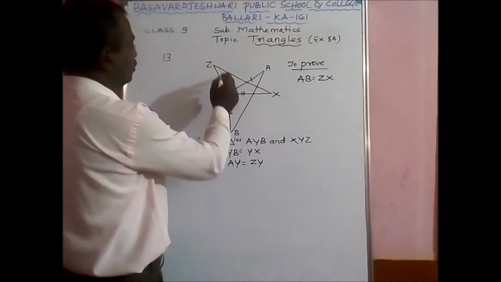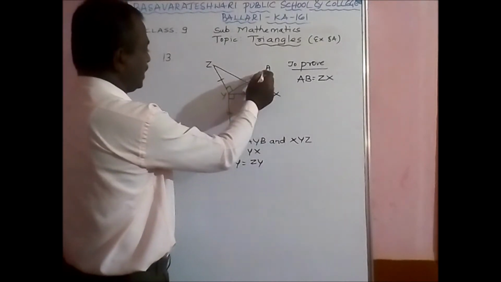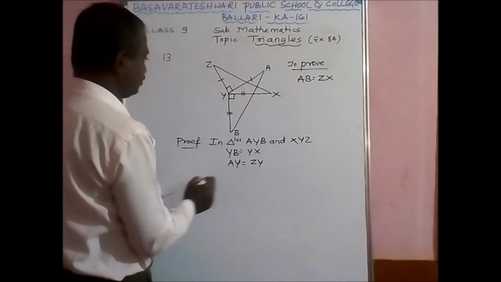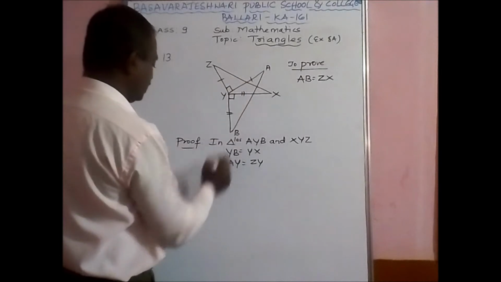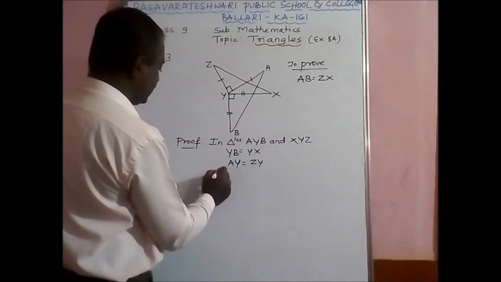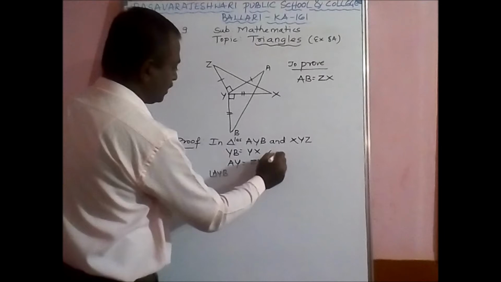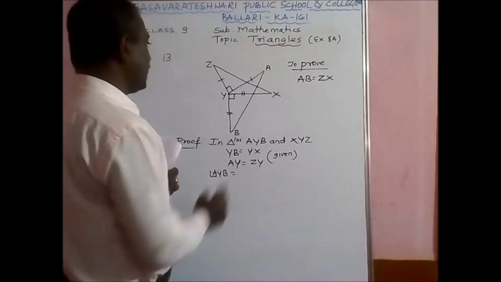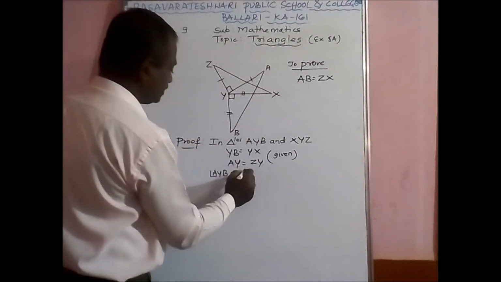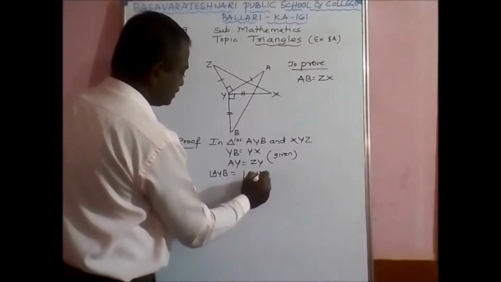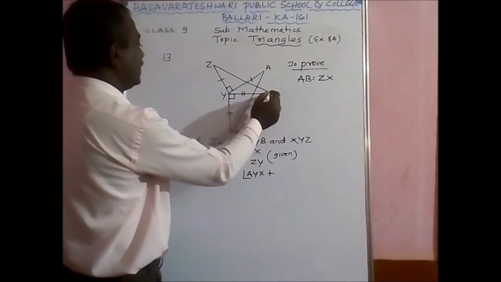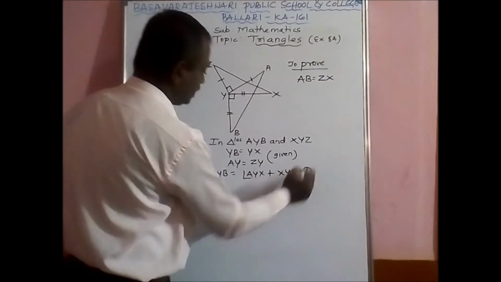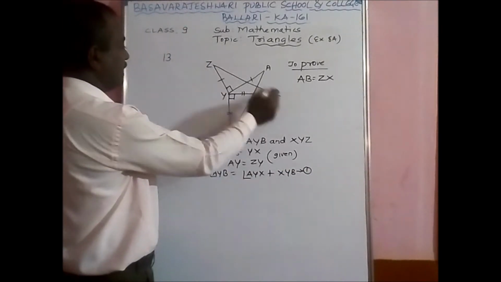Now I want to prove these two angles, angle AYB and angle ZYX, are equal. First I will take AYB. Angle AYB, this is given. Angle AYB includes two angles: angle AYX plus angle XYB. Equation number 1.